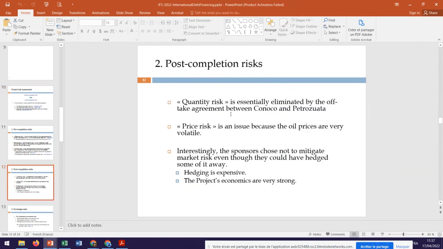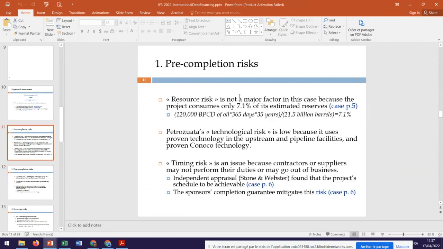For example, there is the quantity, where they may not be able to have enough oil to sell. As you can see, they have a capacity of 120,000 barrels per day. You take 365 days multiplied by 35 years. So you simply take 7.1% of the reservoir, after the specialist says that in that basin they have at least 21.5 billion barrels of oil. So with 7.1% used for this project, the quantity risk, the resource risk, may not be an issue. Technological risk seems to be low as well because it used proven technology in the upstream pipeline facility and proven Conoco technology.